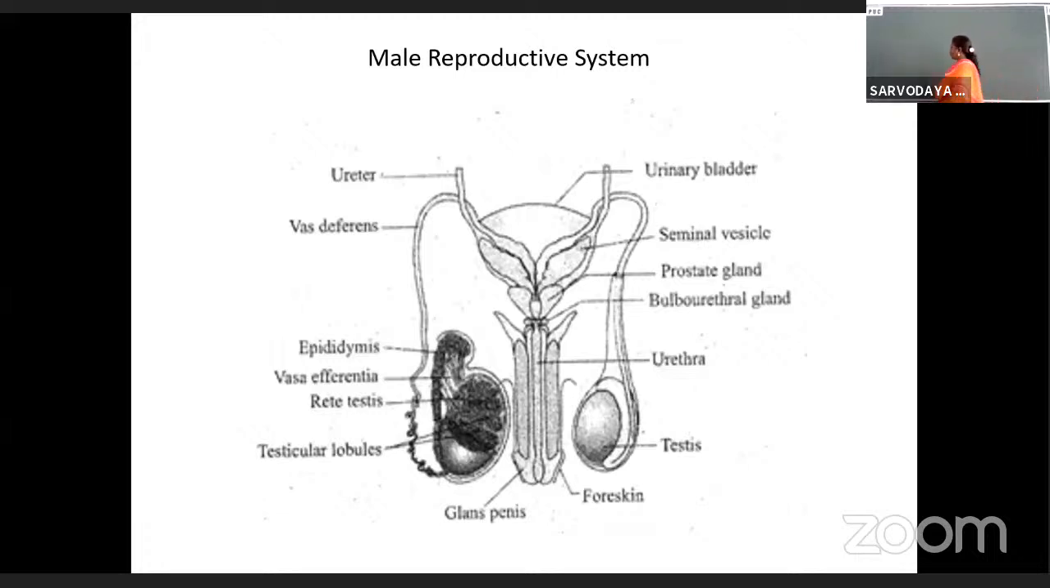Yesterday's class, I began with the description of what? That is the pair of testes.